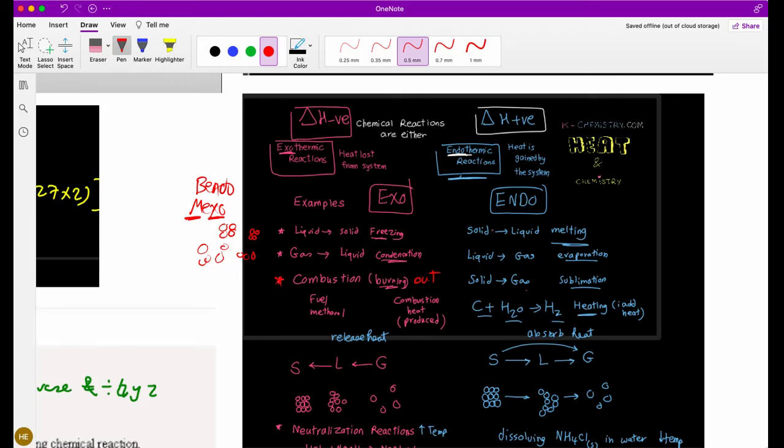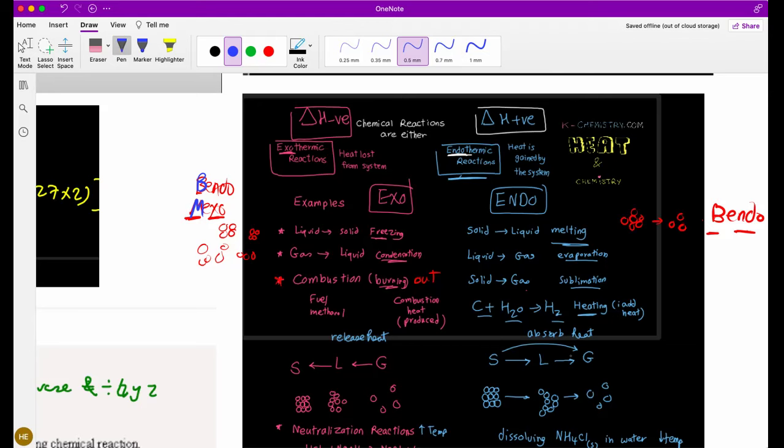Endothermic will be the opposite: solid into liquid. The solid is melting and the particles are getting far from each other. You are breaking the bond, so bendo. B is endothermic. Remember, bendo mexo. B, which is breaking, is endothermic, and M, which is making, is exothermic.